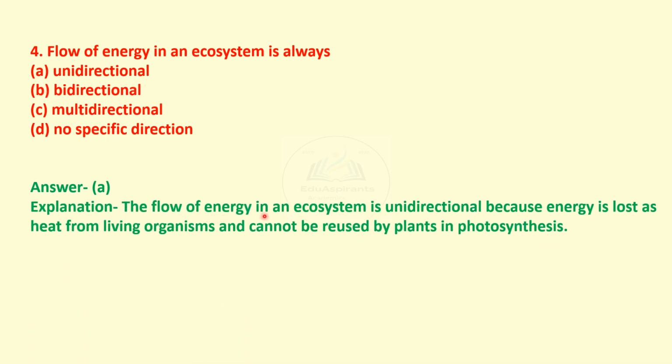How? The flow of energy in an ecosystem is unidirectional because energy is lost as heat from living organisms and cannot be reused by plants in photosynthesis.